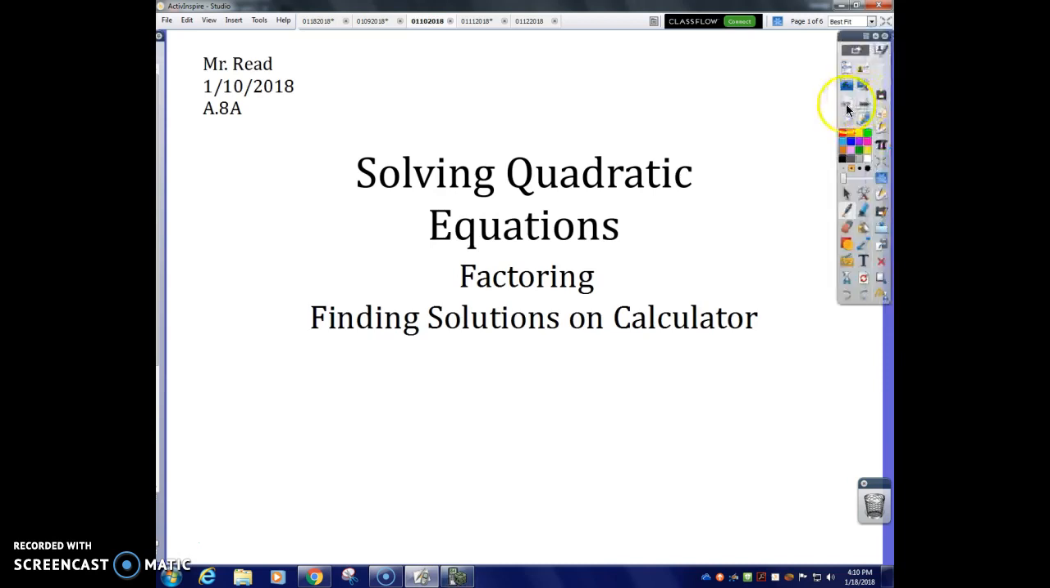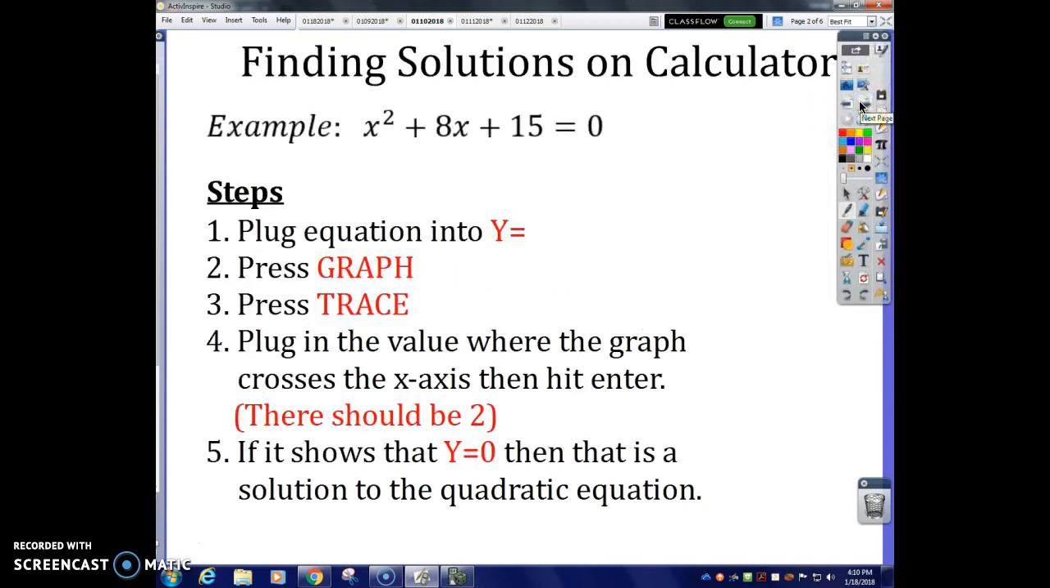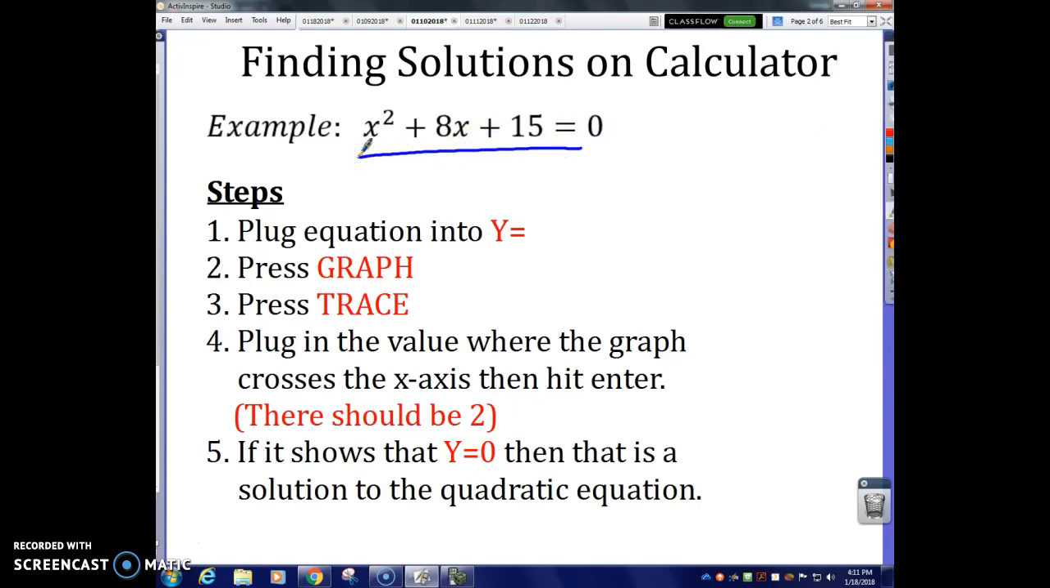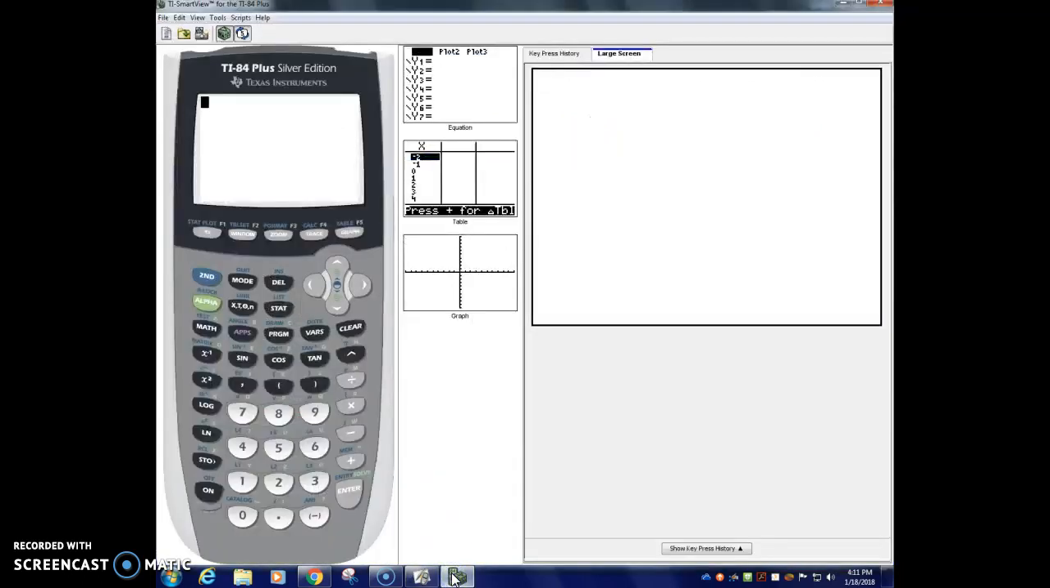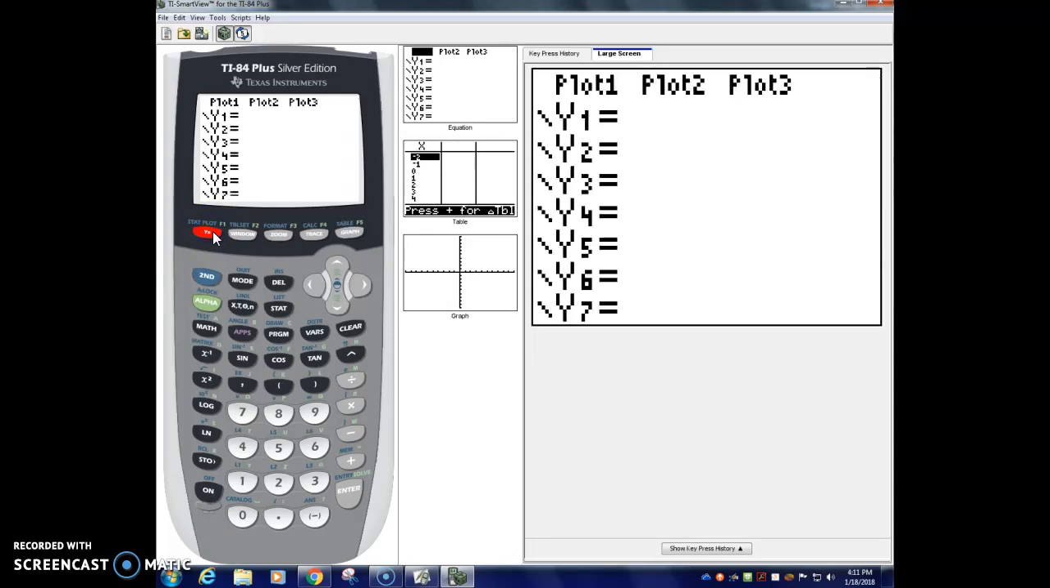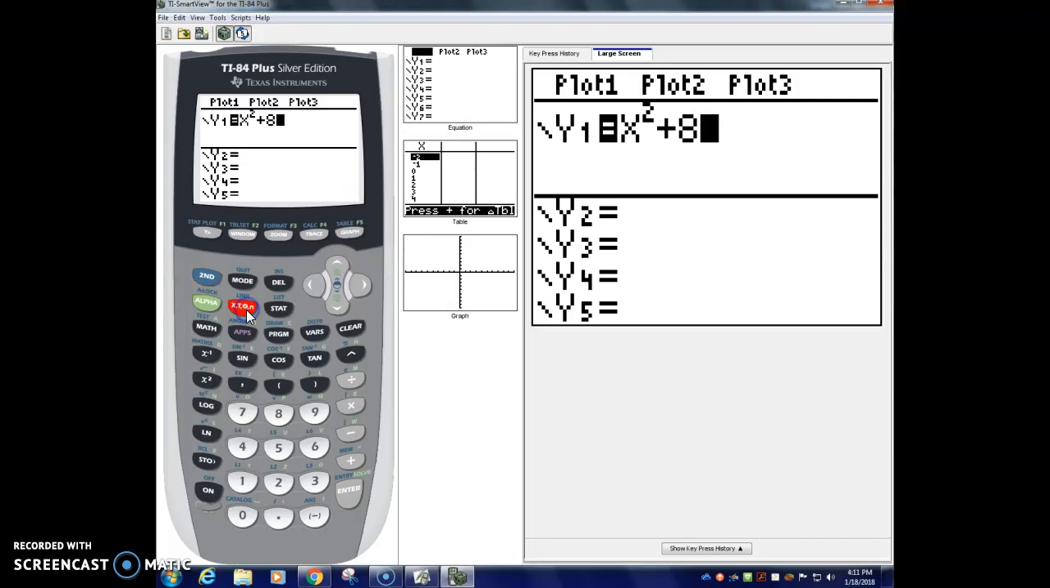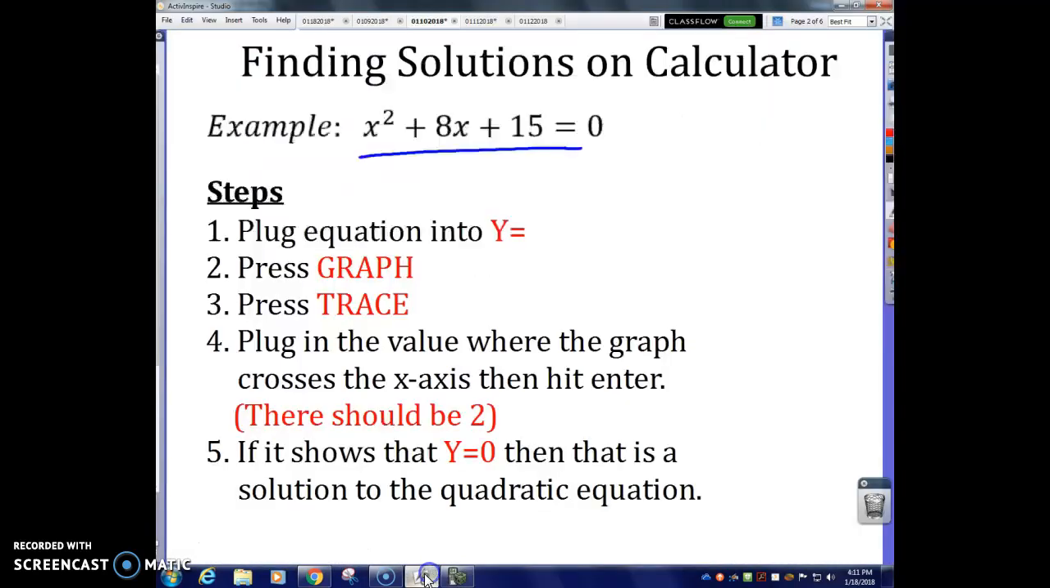So an example of this is we have x squared plus 8x plus 15 equals 0, okay? If you go by the steps, the first thing we want to do is plug this equation into y equals. So we have y equals x squared plus 8x plus 15. I think that's what the equation was.